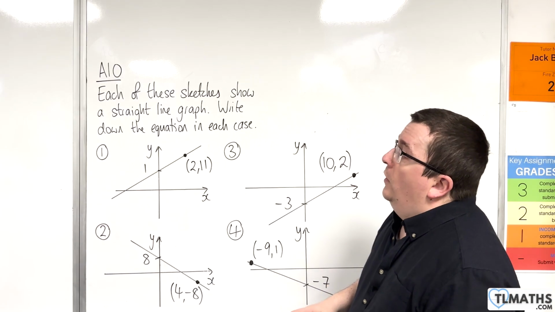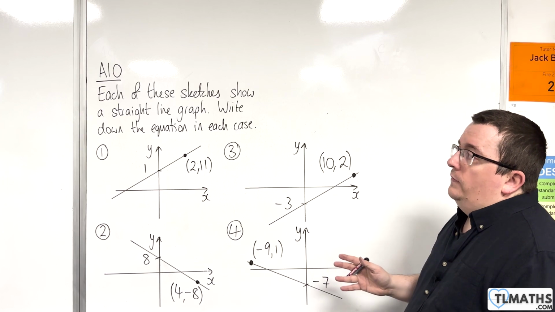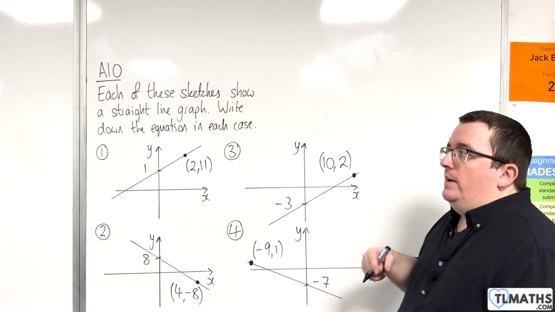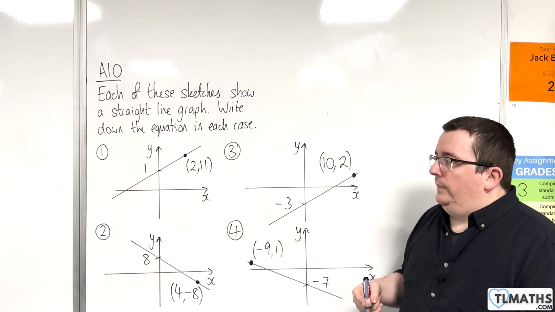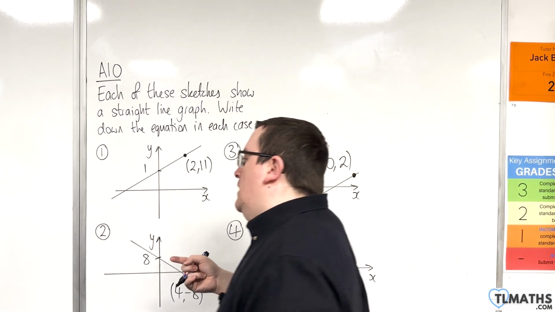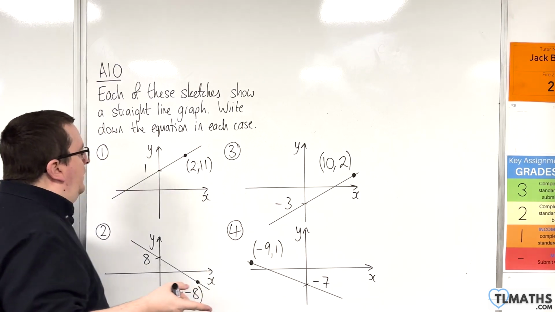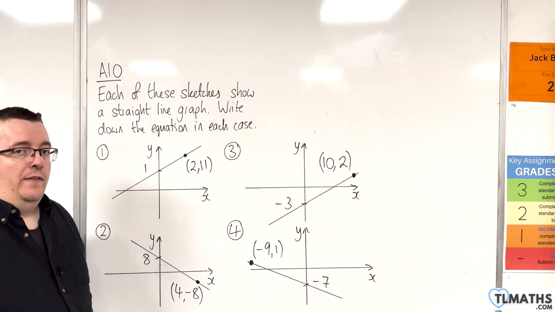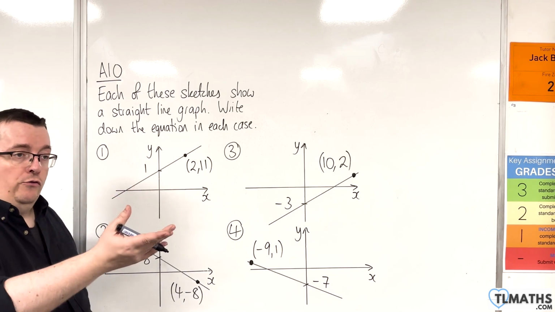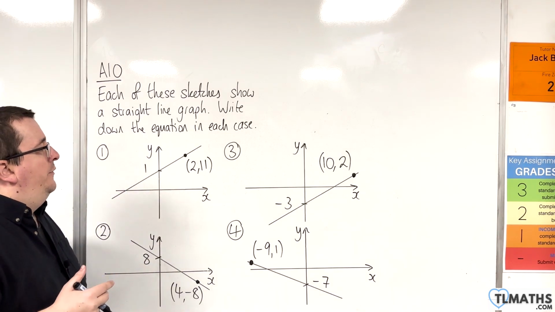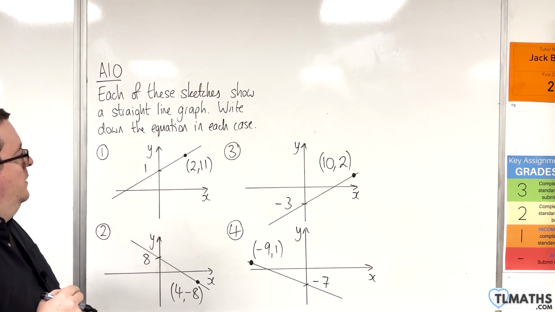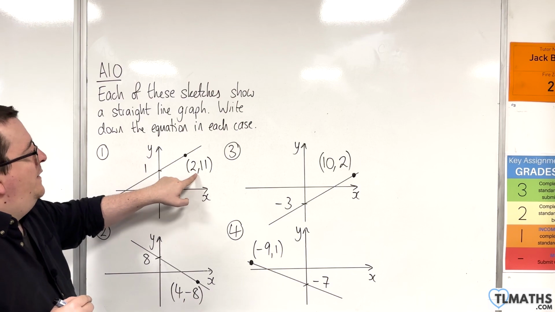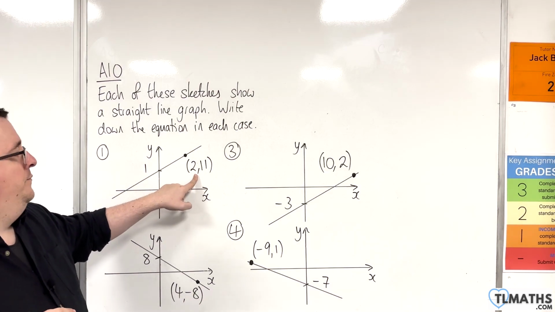So in this video, we have 4 more graphs, and each of these represents a straight line, and we need to write down the equation in each case. But instead of me giving you the x and y intercepts, I've given you the y-intercept and then another point that the line goes through, or another point that lies on the line. So in this one, we know that the y-intercept is 1, and the line goes through 2, 11.